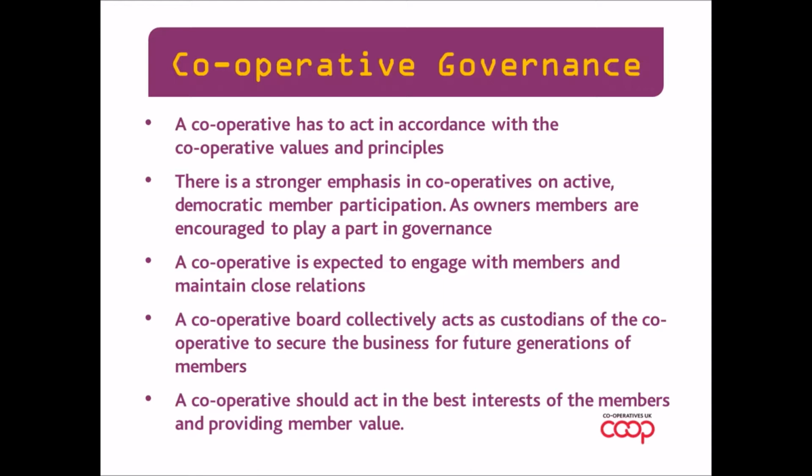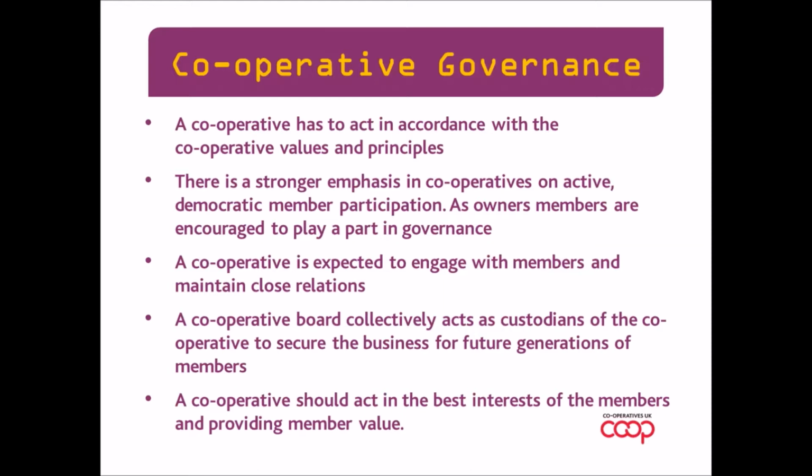A cooperative board acts collectively as custodians of the cooperative to secure the business for future generations of members. So the board are the elected representatives of the members, but it's not just particular members at that time. It's actually about thinking about what the business is going to bring to future generations and making sure that any decisions they make now are for the benefit of the cooperative in the longer term. A cooperative should act in the best interests of the members and provide member value. So decisions that the cooperative takes should always have in the back of mind, is this in the best interest of the members? Weighing up different types of decision in order to think about what would provide the best member value if they took one decision rather than another.